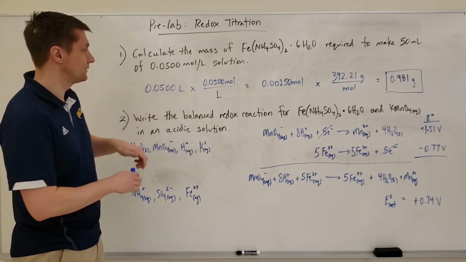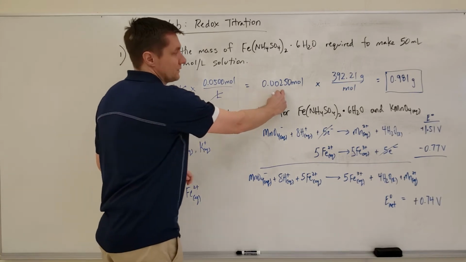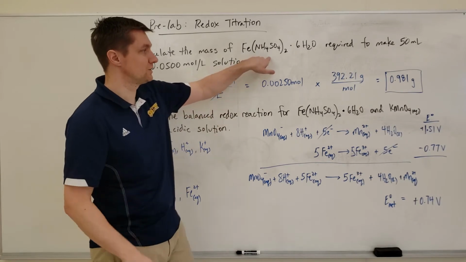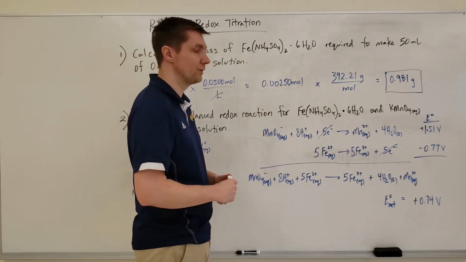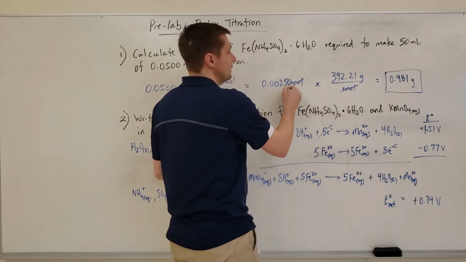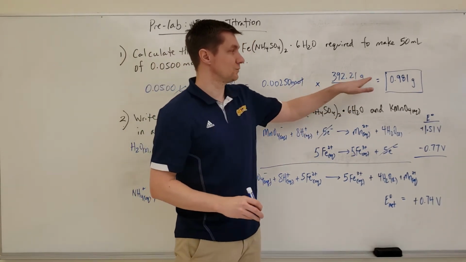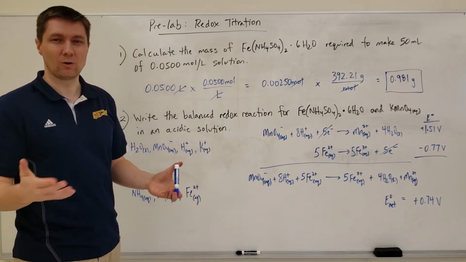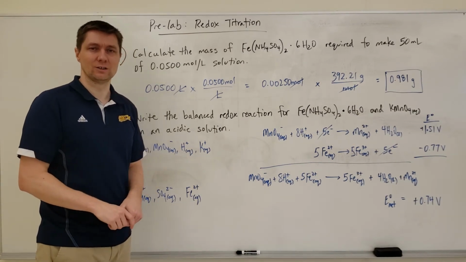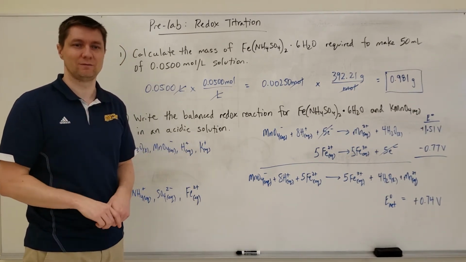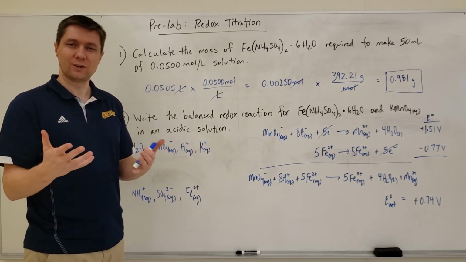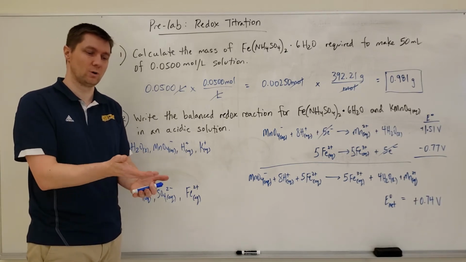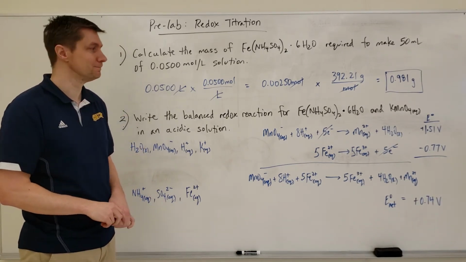So if we do the math here, you can see that the liters cancel out, and that gives us how many moles we would have in that solution. Now if we use the molar mass of this substance, which is this guy right here, 392.21 grams per mole, you can see that the moles cancel out, and that leaves us with just units of grams, which gives us 0.981 grams that we would need to weigh out on the scale and dissolve so that we have a solution that is 50 milliliters. Follow the procedure carefully as you look at how that's done, but essentially you're just dissolving the crystals first, and then you'll use water to bring the volume up to 50 exactly.